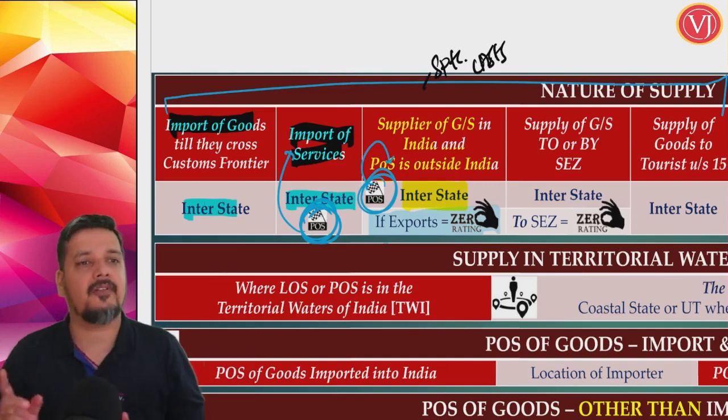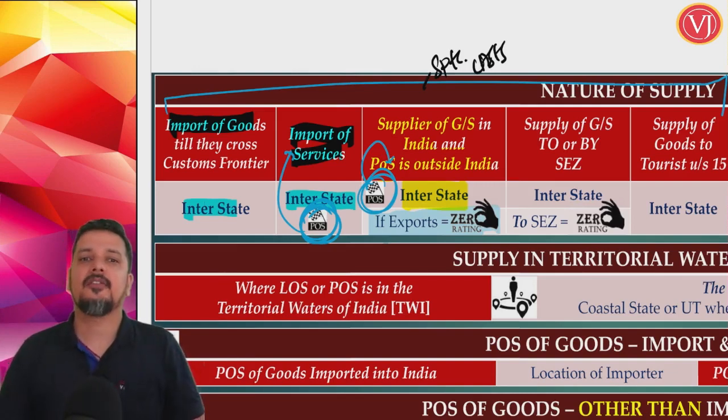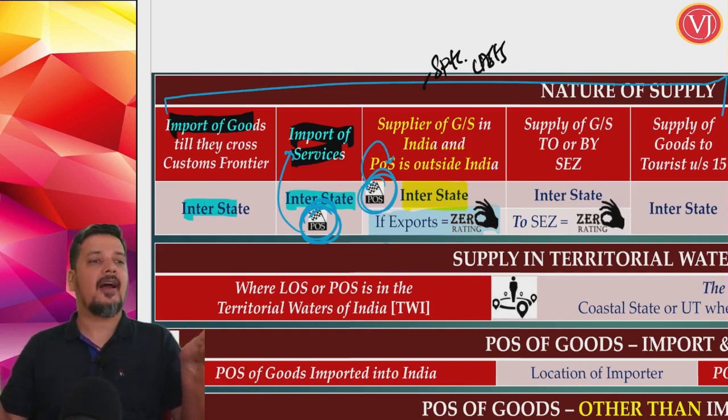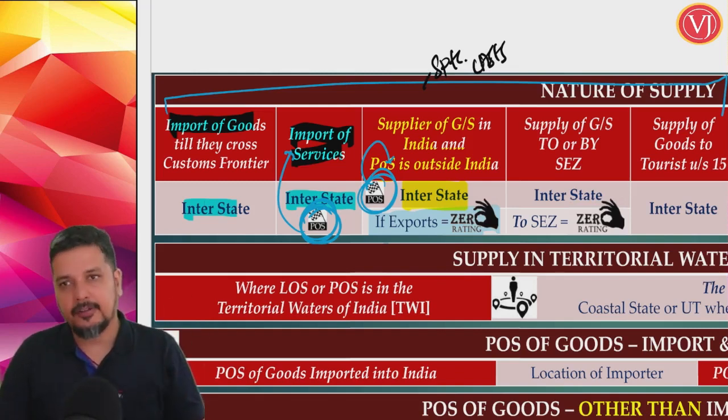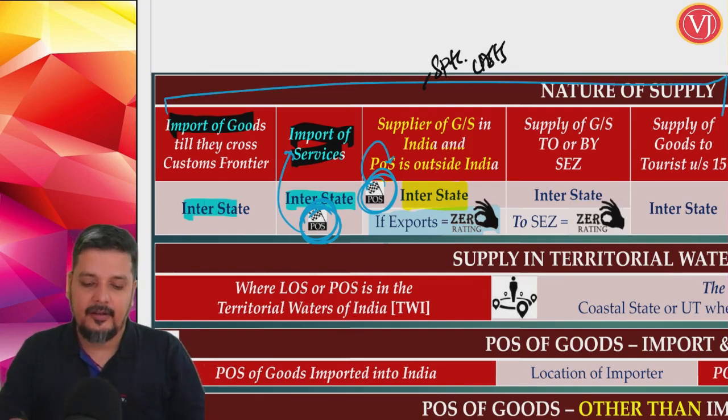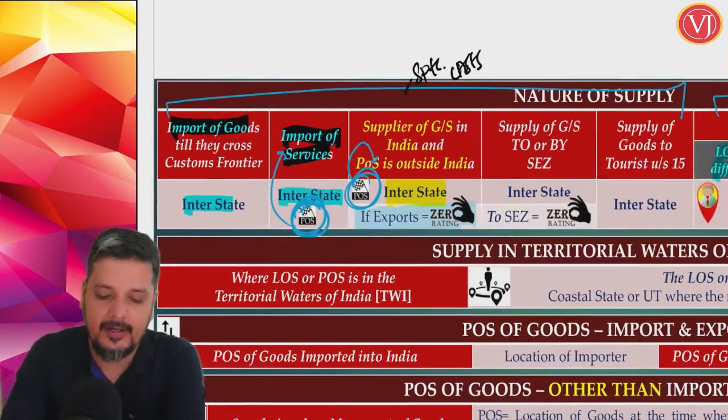If it is export, zero rating will apply. What is zero rating? You don't pay output tax, but still you take input tax credit and you apply for the refund.